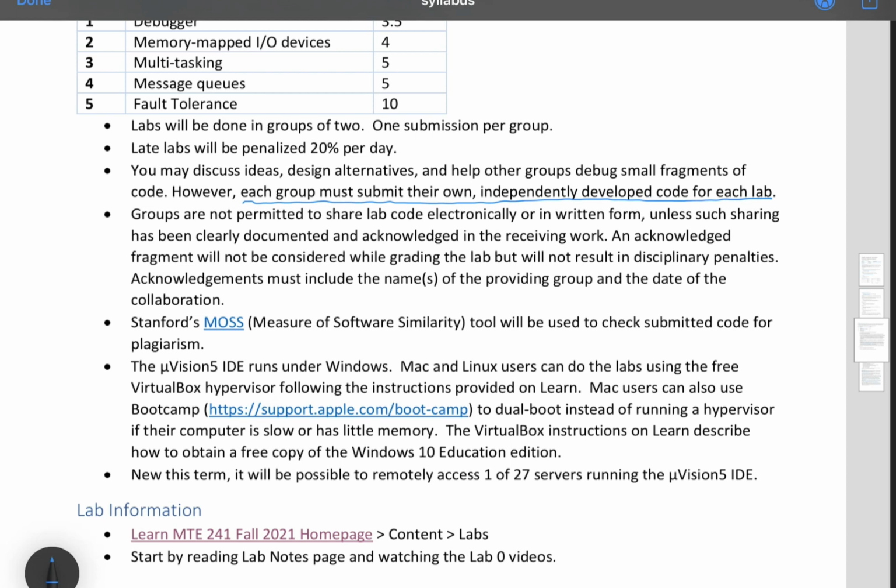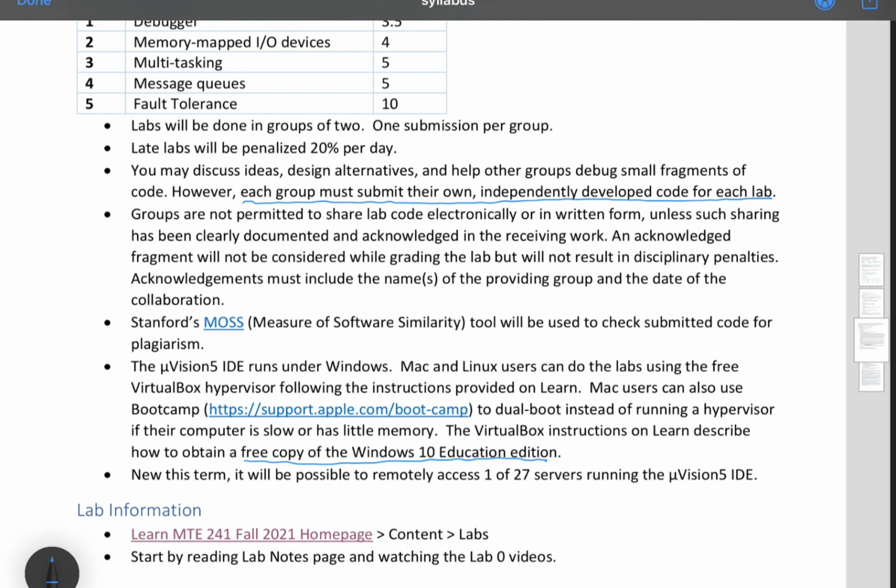Mac users can do the same. If you're a Mac user and your Mac is older, so it's got a slower processor and not a lot of memory, you can also do dual boot, which might be faster. Okay, and regardless of which of those solutions you choose, you can get a free copy of Windows 10. That's just part of the software supplied by IST for students, and there are instructions there on how to get it. You will have access to 27 servers this term that are running the Microvision 5 IDE.